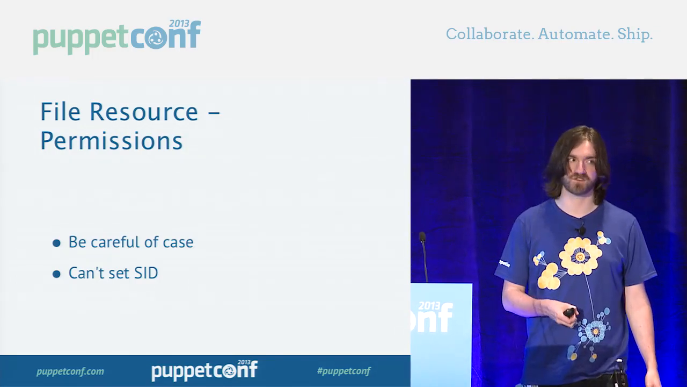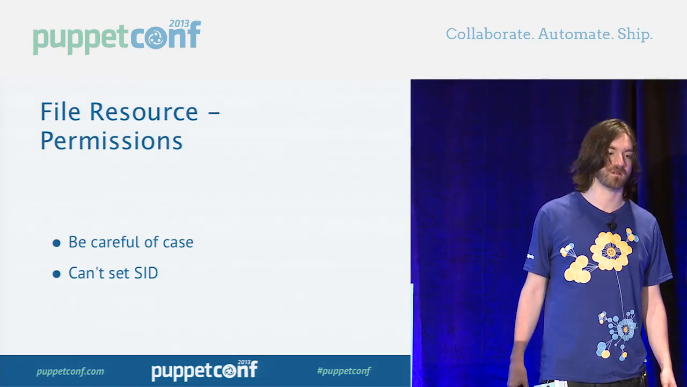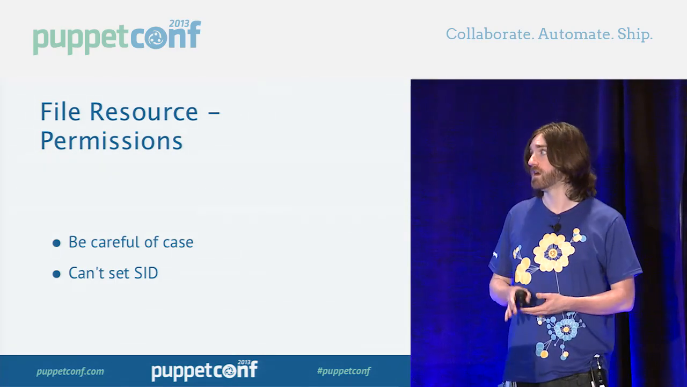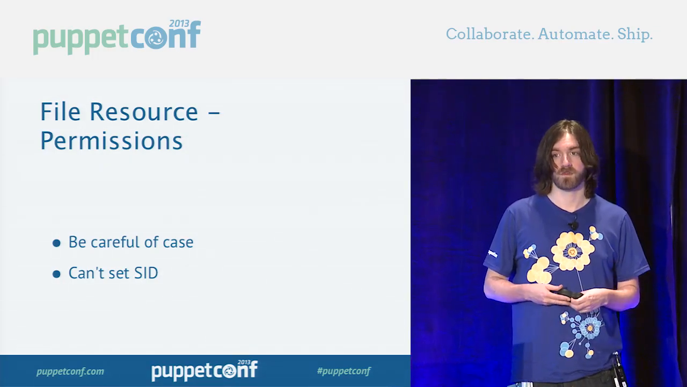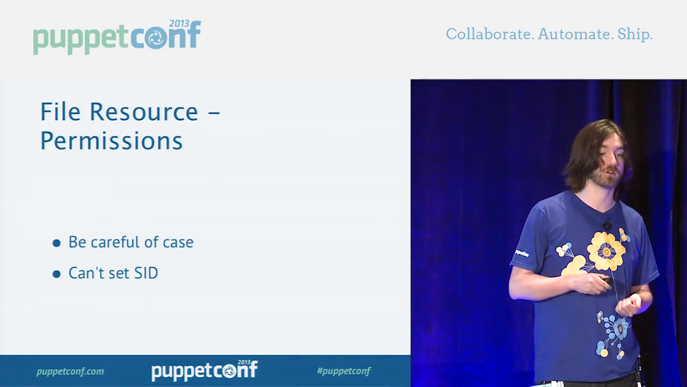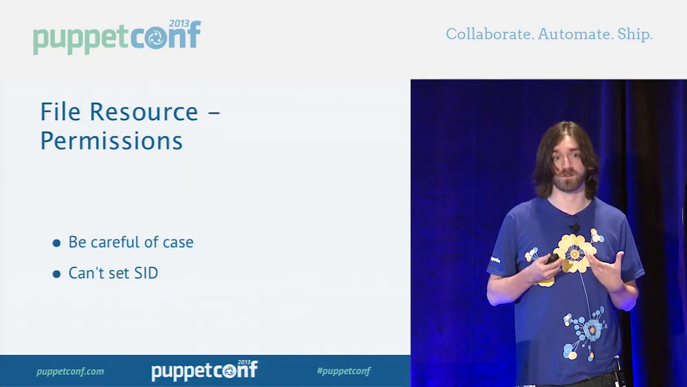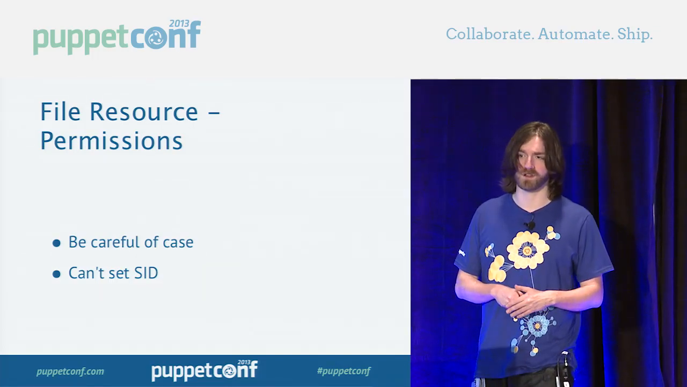Just try to keep it consistent. Pretend that Windows is a case-sensitive file system. When you're doing this, it's going to make it a lot easier if you're just solid with that. And then the other thing, you can't set the SID on a file. Okay, you can set things by username, and Puppet will use the Windows tools to resolve that, but there isn't currently a way to actually set the SID directly, on the off chance that you actually care about that. I rarely run into places where people actually do.